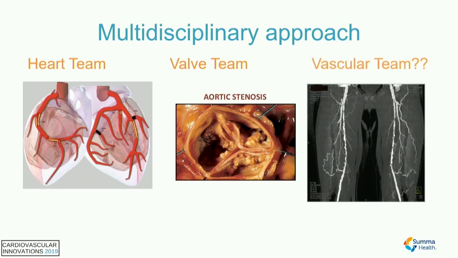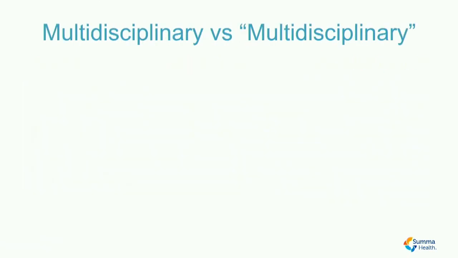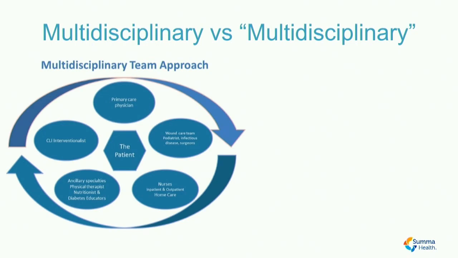Is there a vascular team that should be coordinated for these type of patients that have complex disease? And if so, who does that involve? So let's talk about multidisciplinary versus multispecialty. When you're talking about a multidisciplinary team approach with critical limb ischemia, we talk about these people.